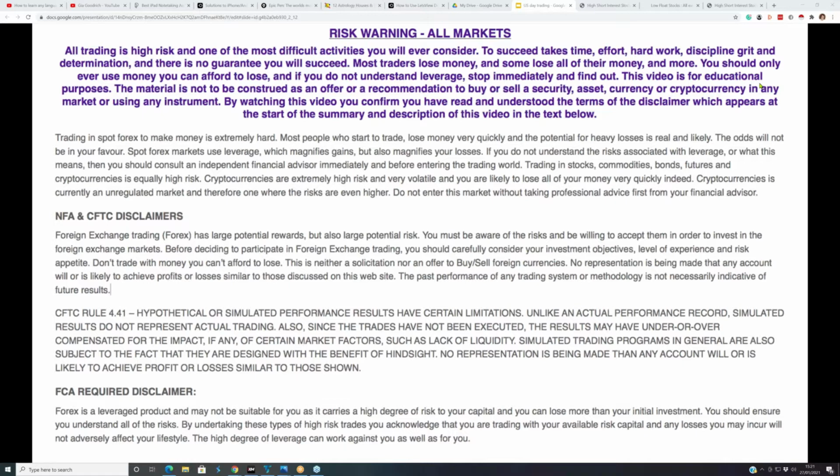But before we start, as you know, trading can be a very risky business, so please don't ever think of using money that you cannot afford to lose.